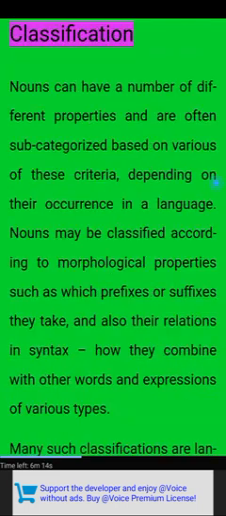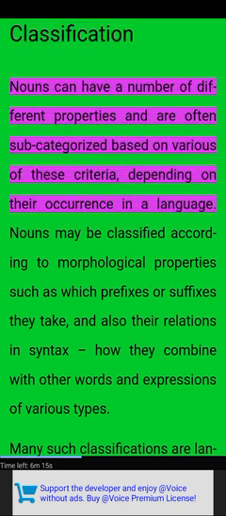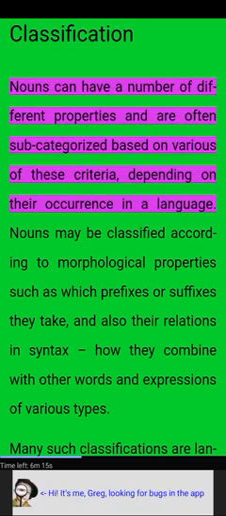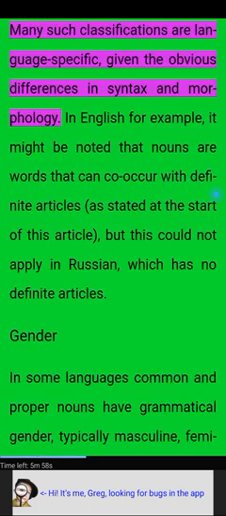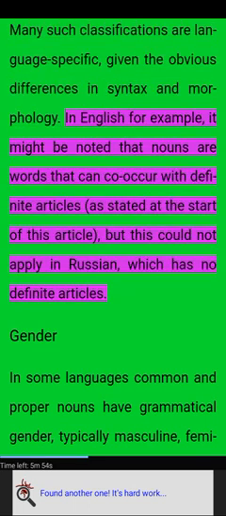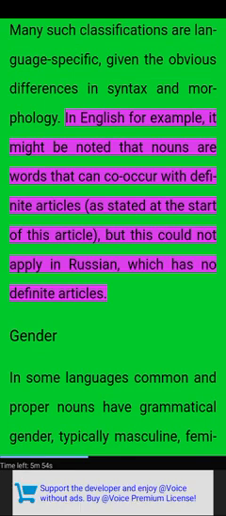Classification. Nouns can have a number of different properties and are often subcategorized based on various of these criteria, depending on their occurrence in a language. Nouns may be classified according to morphological properties such as which prefixes or suffixes they take, and also their relations in syntax, how they combine with other words and expressions of various types. Many such classifications are language-specific, given the obvious differences in syntax and morphology. In English, for example, it might be noted that nouns are words that can co-occur with definite articles, as stated at the start of this article, but this could not apply in Russian, which has no definite articles.